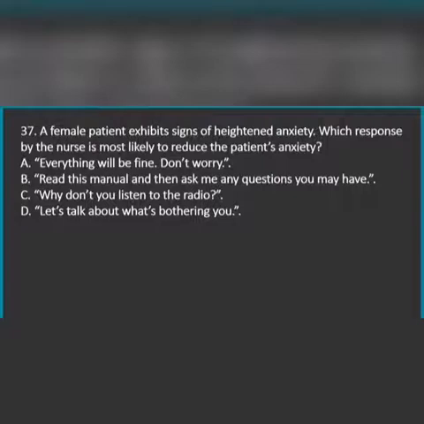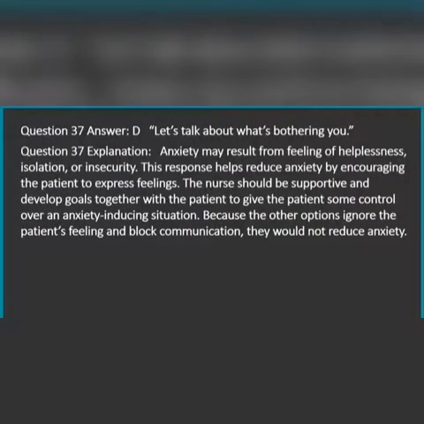Let's talk about what's bothering you. Question 37. Answer: D. Let's talk about what's bothering you. Question 37. Explanation: anxiety may result from feelings of helplessness, isolation, or insecurity. This response helps reduce anxiety by encouraging the patient to express feelings.